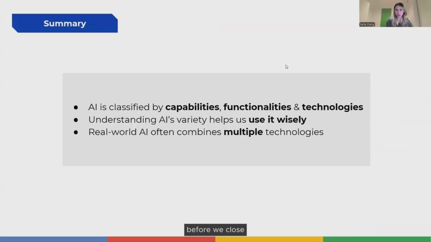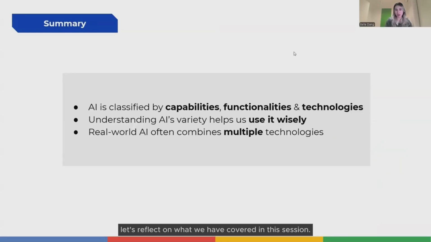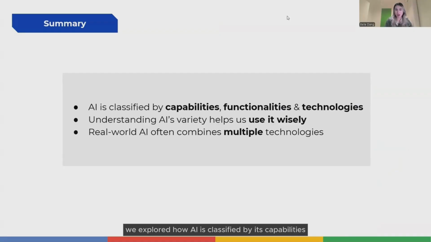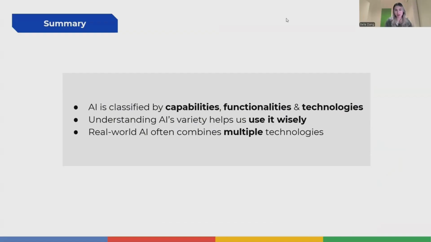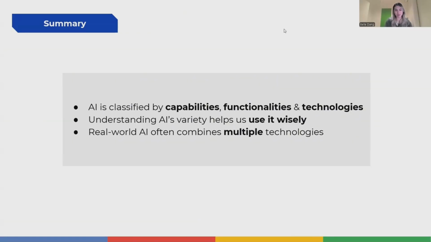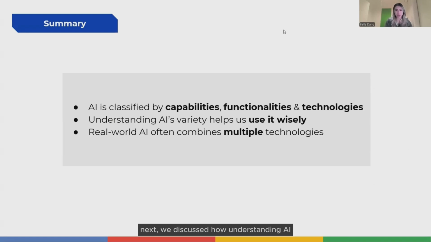And before we close, let's reflect on what we have covered in these sessions. First, we explored how AI is classified by its capabilities, functionalities, and technologies. Understanding this will help us recognize AI's potential and limitations and ensure that we use AI appropriately across different contexts. Next, we discussed how understanding AI varieties allows us to use it wisely.